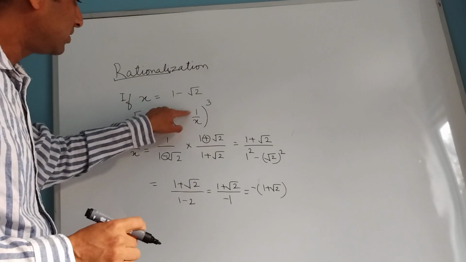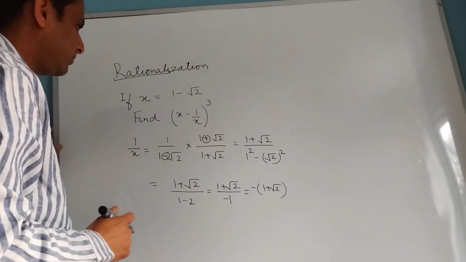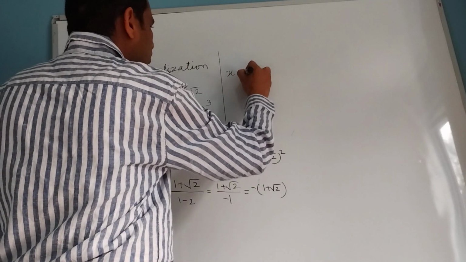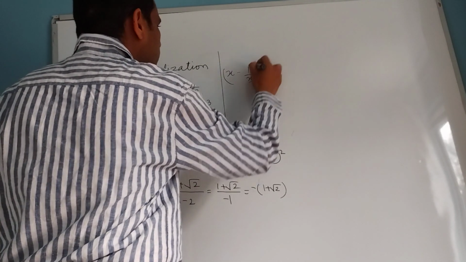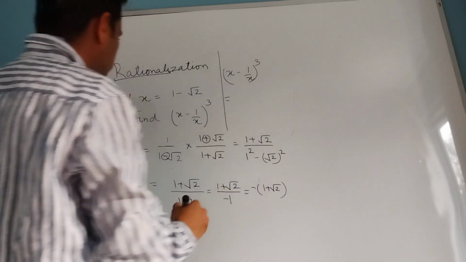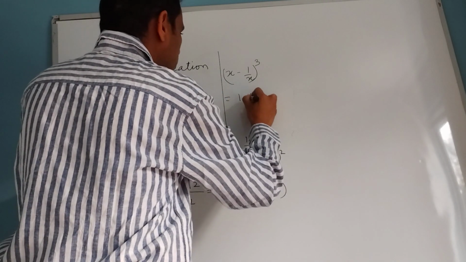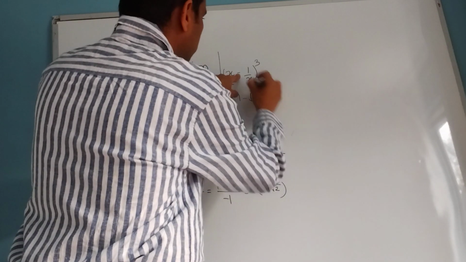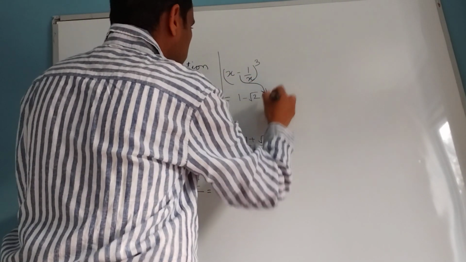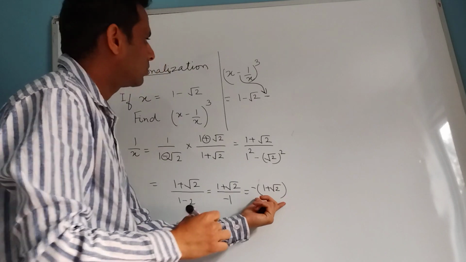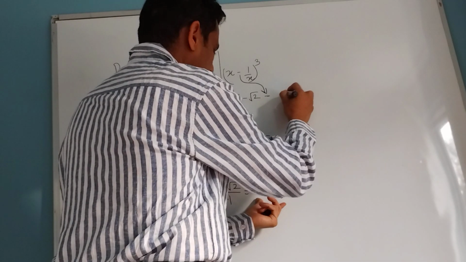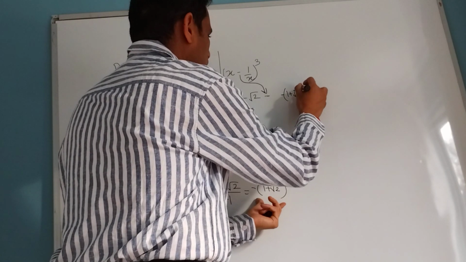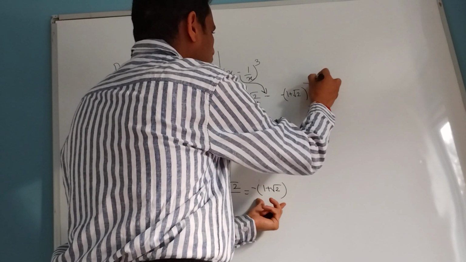We have x minus 1 by x whole cube. We need to solve this one. So x minus 1 by x whole cube equals, what is x? x is 1 minus root 2, minus 1 by x. What is 1 by x? Minus 1 plus root 2, whole cube.